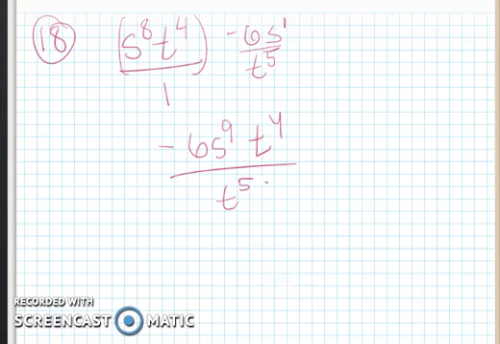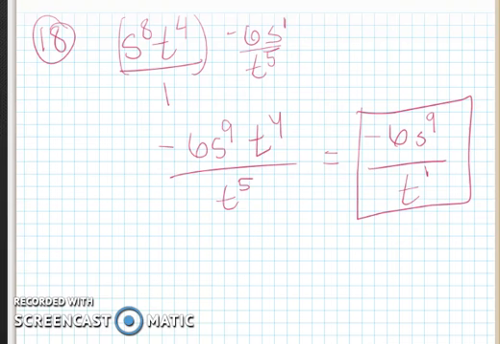5 minus 4 is 1. Where do I leave the 1? Well, I leave it where the bigger number is to begin with. t is bigger on the bottom with 5, so I'm going to leave t to the 1st on the bottom. And there's my simplified answer for 18.